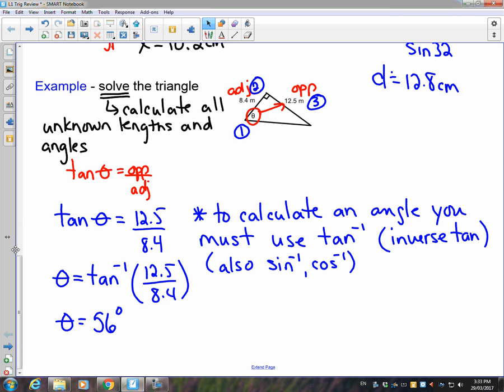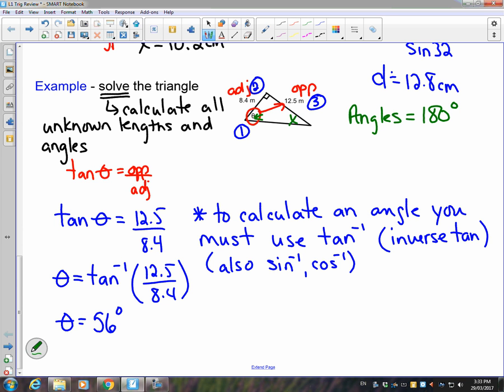When you're solving a triangle, there are other things you can use other than trig. For example, now that I know this angle is 56 degrees, I know something about the angles in a triangle that will help me shorten my calculations. I should note they all add up to 180.